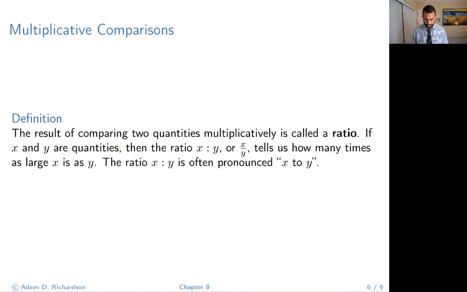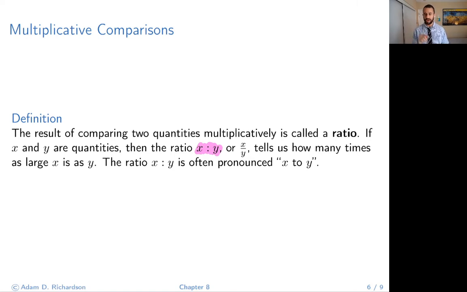Okay, so here's a definition. This is an important definition to know, so make sure you've got this one memorized. It says this: the result of comparing two quantities multiplicatively is a ratio. So if x and y are quantities, then the ratio, written like this, tells us how many times as large x is as y.